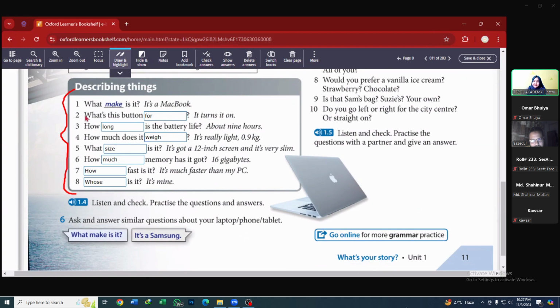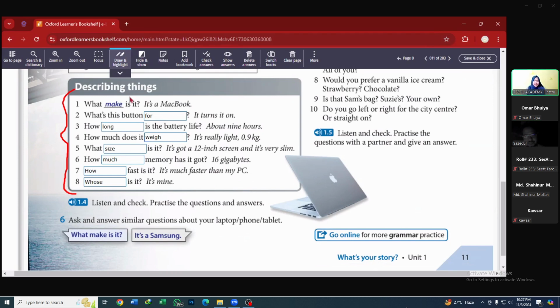Mr. Shahinur? Yes. Ask Mr. Sajidul, what gadget are you talking about? Mr. Sajidul, what gadget are you talking about? I'm talking about my personal gadget, which is Samsung. Is it your laptop or phone? Just say that. Okay, it's a phone. Okay, your phone.